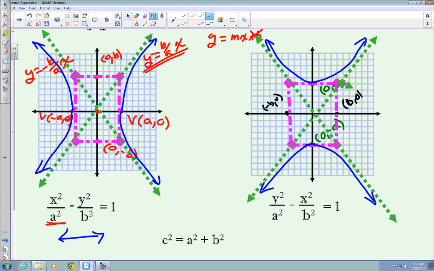If the y squared is first, if it's y squared over a squared minus x squared over b squared, it's going to open up and down. If the x squared is first, it's going to open left and right. Okay, does that make sense? Okay. So, what have we found?